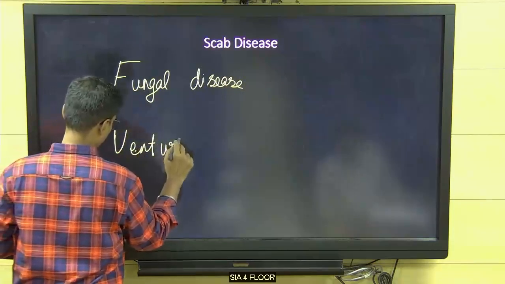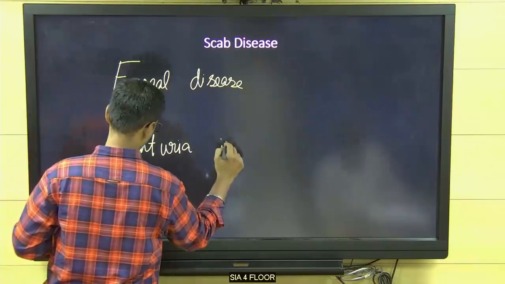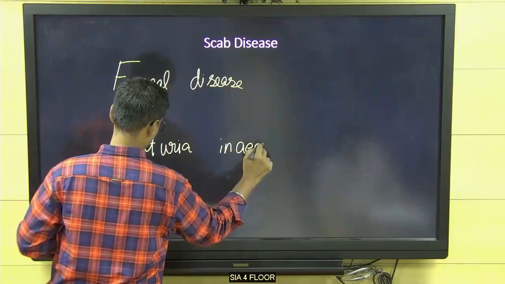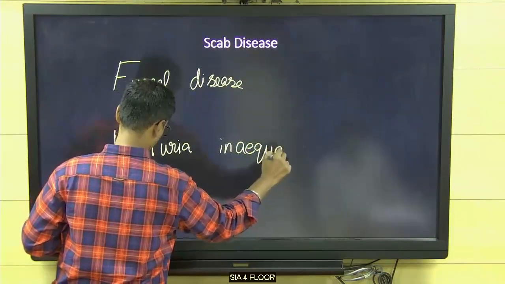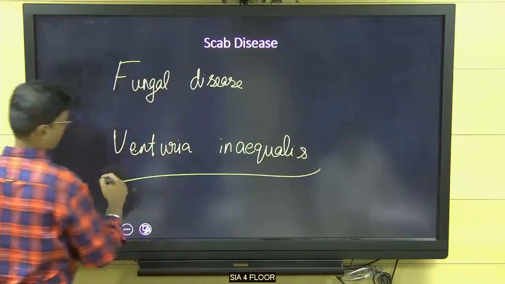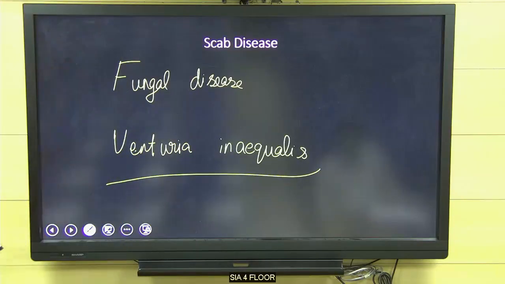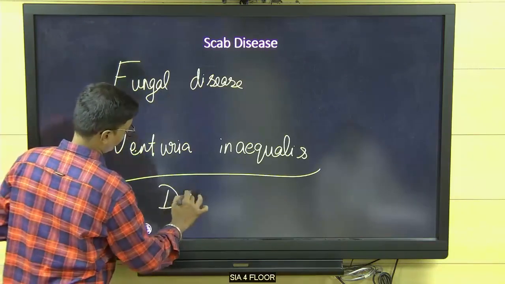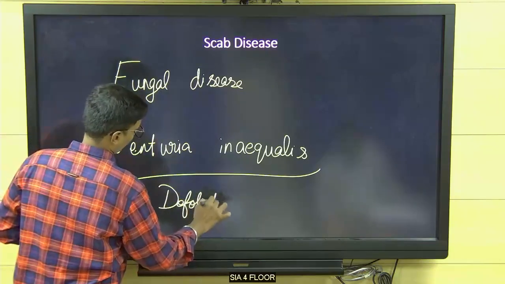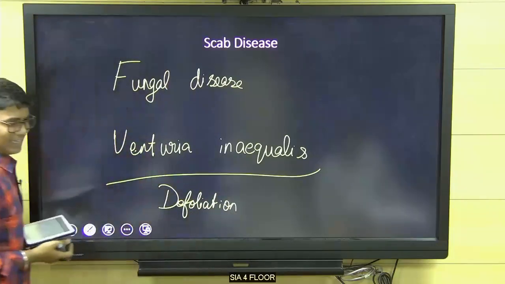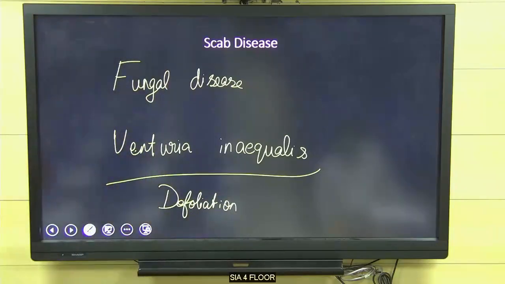Caused by Venturia inaequalis. It causes defoliation. It does not affect the entire tree. Only the leaves and fruits are affected.